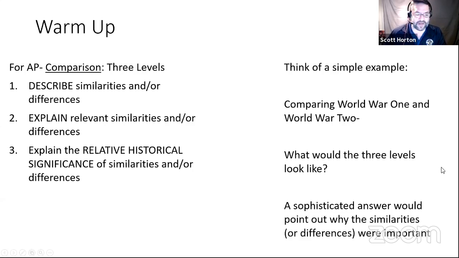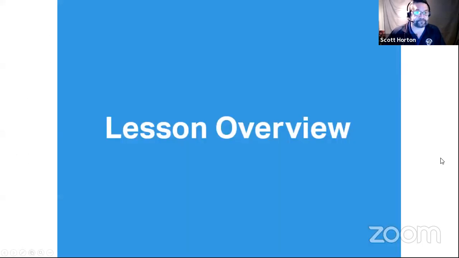And as I put at the bottom here, a sophisticated answer would point out why the similarities or differences were important in those two cases.